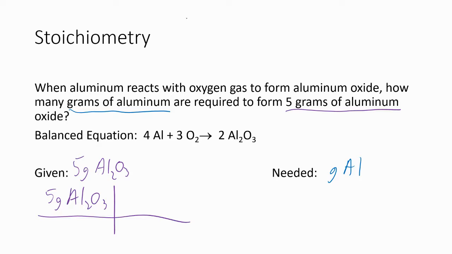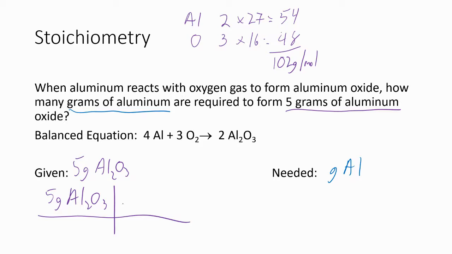When we go to the periodic table, aluminum, there are 2 atoms, and each one weighs 27. And oxygen, there are 3 atoms, and each one weighs 16. So 2 times 27 gives us 54, and 3 times 16 gives us 48. So this is a grand total of 102 grams per mole of aluminum oxide. So we want the 102 grams on the bottom, and we want the 1 mole on the top.